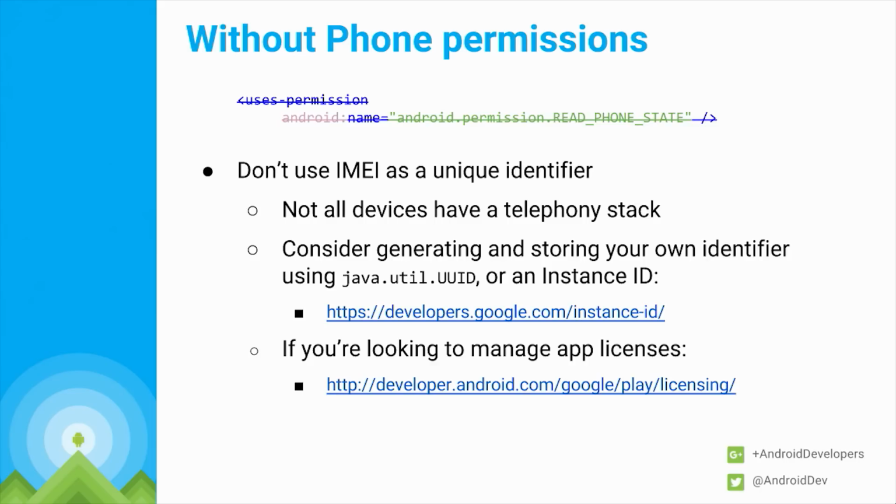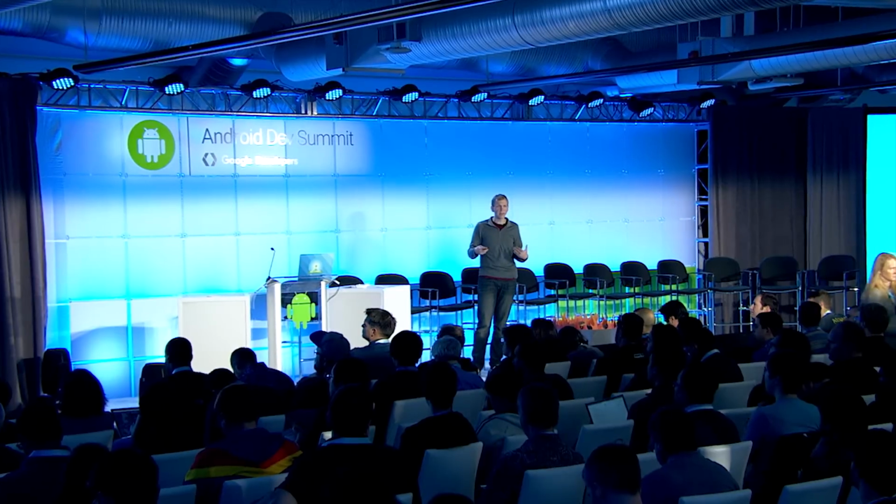If you need some sort of identifier, you can always build one yourself. You can use Java util UUID and persist it locally in your app data storage and then communicate that with your server when you're interacting with it. Another alternative is the instance ID that's provided through Google Play Services. That's also useful. It provides a unique identifier that you would use if you're integrating with Google Cloud Messaging, for example. Second of all, if you're looking for that unique identifier for managing app licenses, there's also a solution in Play. The Play licensing server is another alternative to look at there. So the takeaway is, please don't use IMEI because it's not really as useful as you think it is.